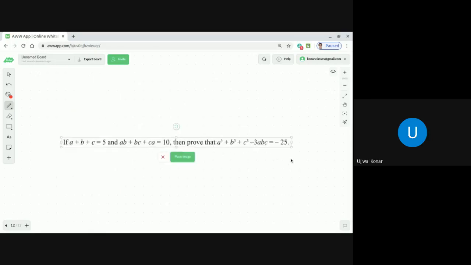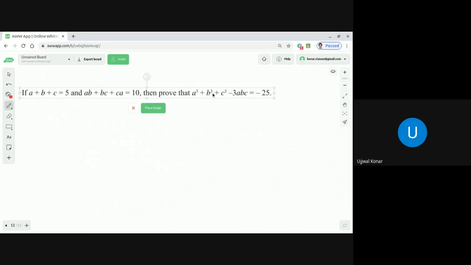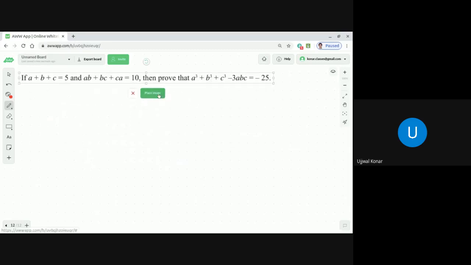So this is the question, right? And let's see why things went wrong. If a plus b plus c is equal to 5, and ab plus bc plus ca is equal to 10, then find the value of a cube plus b cube plus c cube minus 3abc. Correct?